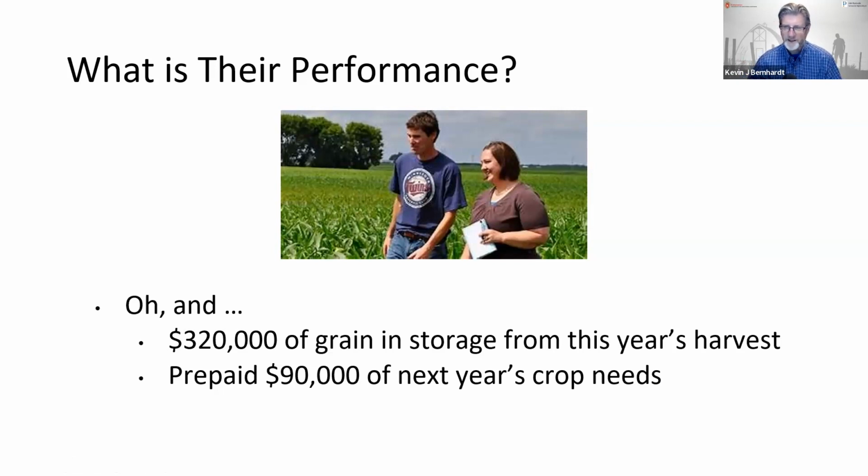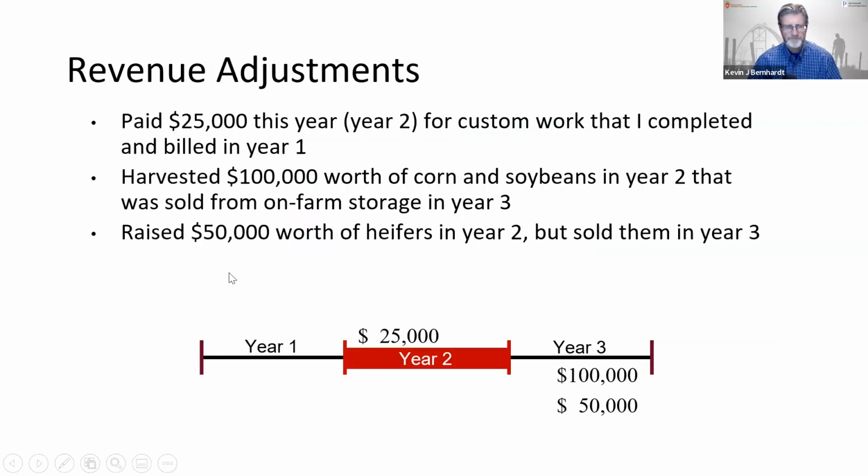Well, that $90,000 is truly an expense for next year, even though we wrote the check this year. So once we take that $320,000 plus that $90,000 and add it back into income, then this couple looks pretty good. That's why we have to use an accrual income statement if we're going to do financial analysis.